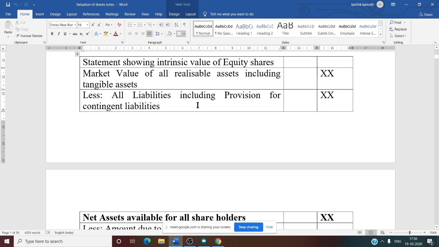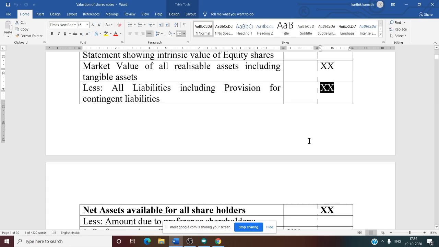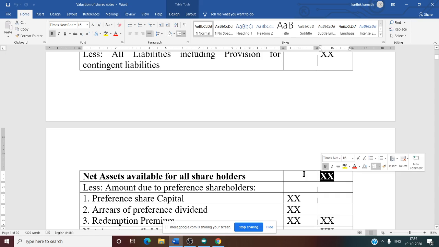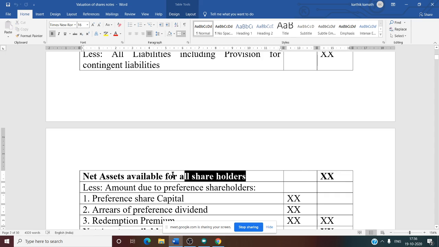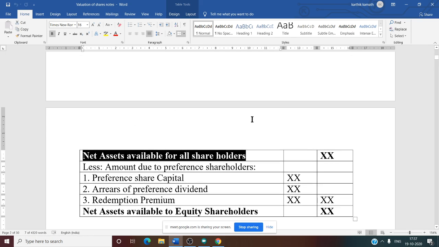Less asset minus liability, I told. So less all liabilities including provisions for contingent liability. So deduct that from asset, you will get one amount. That amount is known as net asset available for all shareholder.